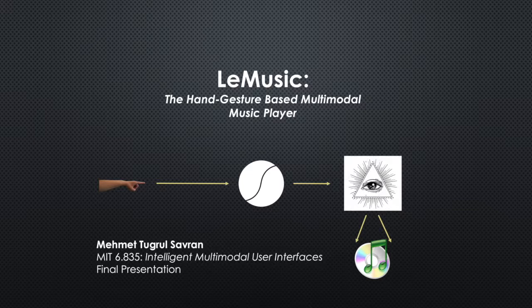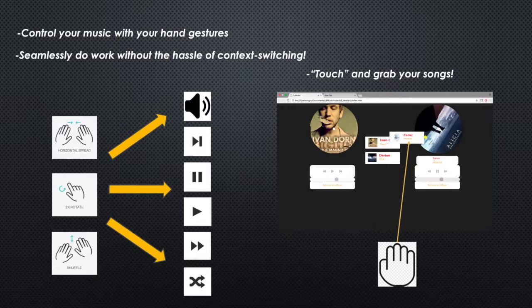Hi, my project LeMusic is a music player controlled by hand gestures. This means, in addition to the common keyboard I/O, you can use hand gestures to control the volume, pause a song, shuffle, or seek. For instance, just swipe your hand right to pass on to the next song. You can even virtually grab and throw songs at the player to play them.